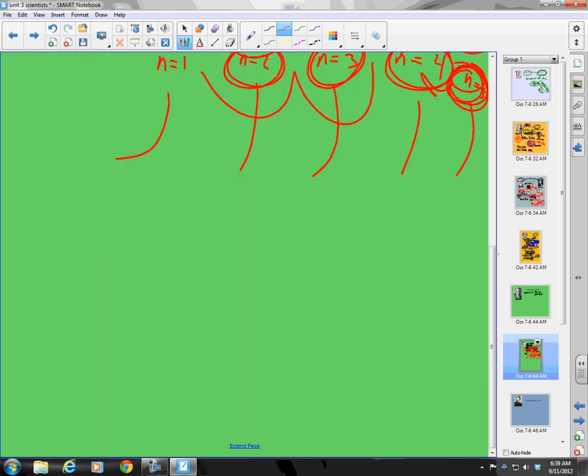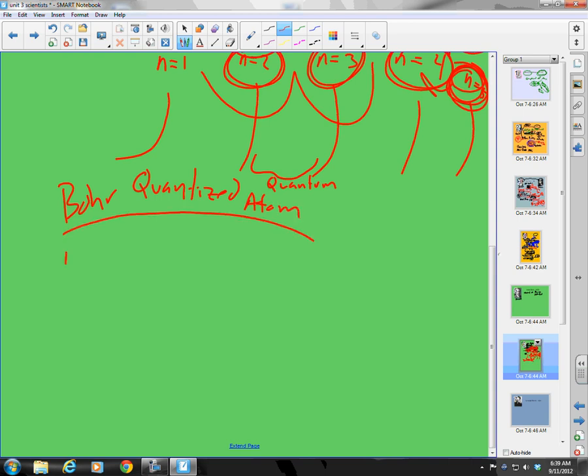And let's see if we can summarize Bohr's quantized atom, because these jumps are based on quantum of energy. Okay, so what is Bohr's quantized atom? Number one, electrons surround the nucleus. So they're not in the nucleus, they're somewhere outside the nucleus. Good. These electrons occupy orbitals.